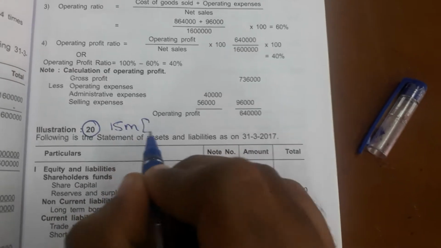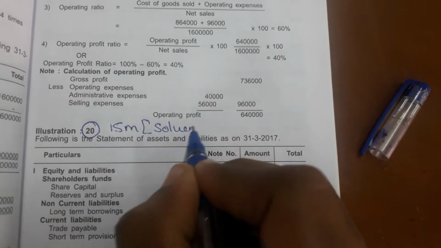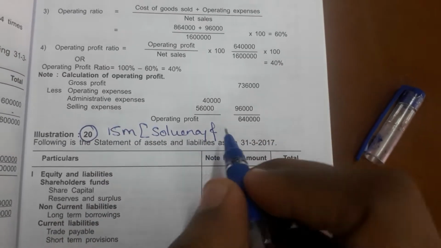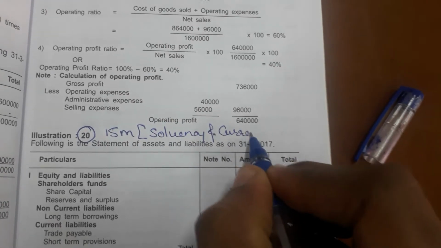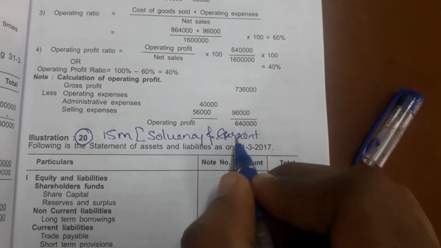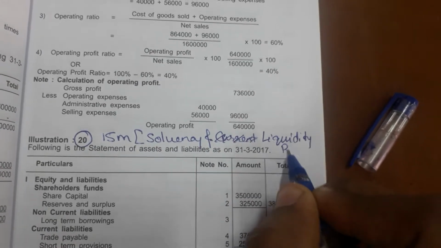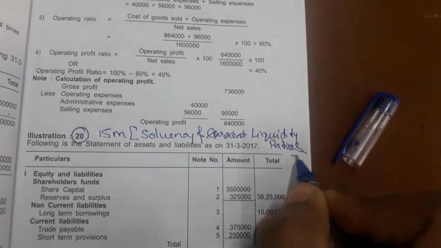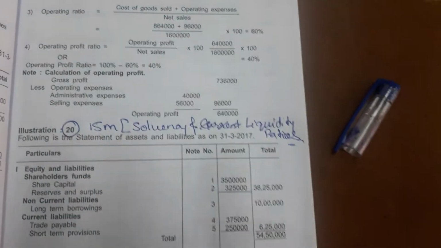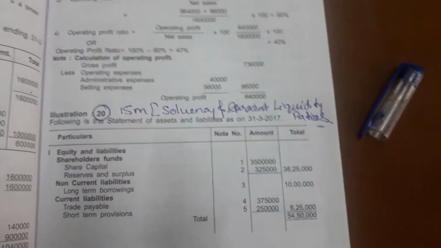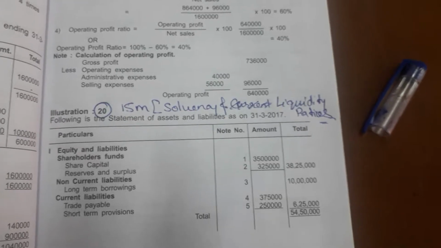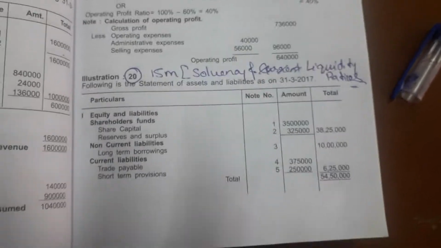What we have to do is the problem on solvency as well as the current ratio, or I call them liquidity ratios. Ratios is what I am speaking about. Now this is a full-fledged problem with a given balance sheet, that is assets and liabilities statement.